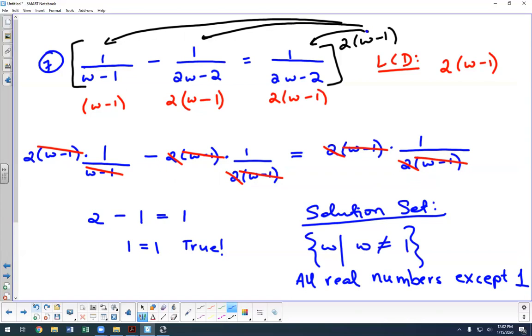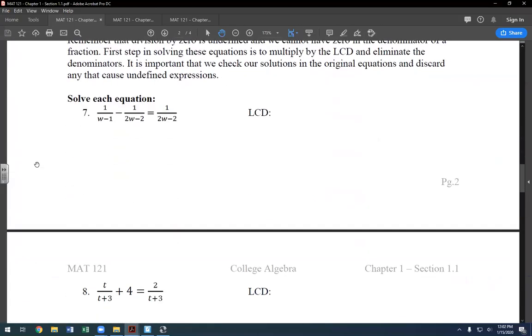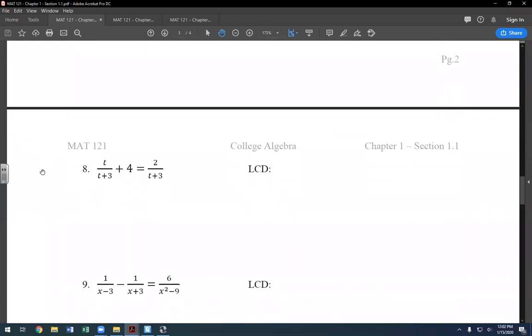Alrighty, let's look at our next example. Number 8. So you've got t over t plus 3 plus 4 equals 2 over t plus 3. If it helps, you can write the number 4 as 4 over 1 to give yourself a denominator, so that it makes it easier for you to decide what the least common denominator should be. So you should have t plus 3, and then think of that as a 1 for your denominator.